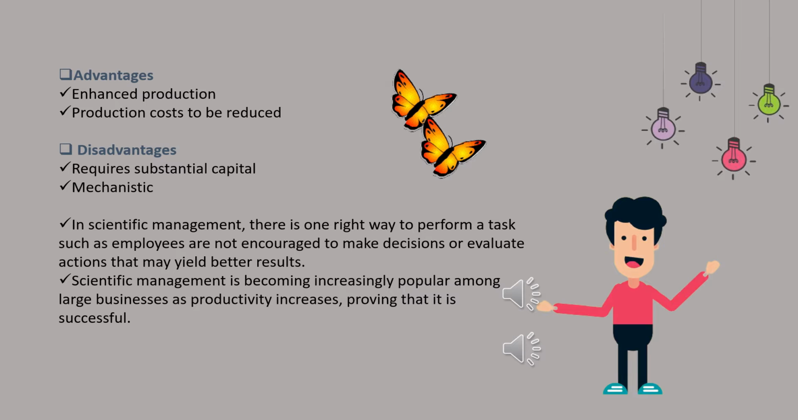The next disadvantage is that it is mechanistic. This theory follows a specific approach for organizations and employers to control employees. The theory makes work mechanistic and treats workers like machines. In scientific management, there is one right way to perform a task, so employees are not encouraged to make decisions or evaluate actions that may yield better results. Scientific management is becoming increasingly popular among large businesses as productivity increases, proving that it is successful.